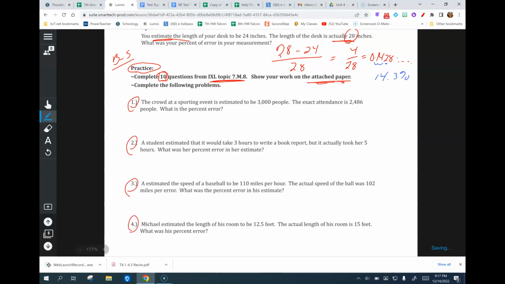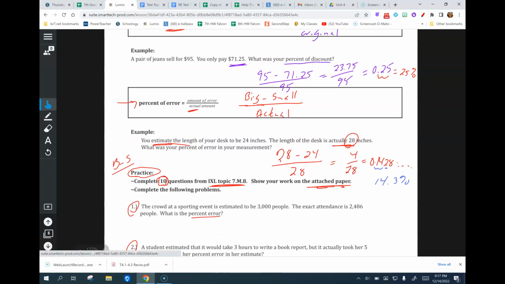So the first one, the crowd at a sporting event has estimated the exact attendance is this. What is the percent error? Okay, percent error. So that means what you're using is these problems right up here. I'm going to take big minus small, divide it by the actual. It has to be actual, so pay attention to that, okay, and do those problems. That is what you're doing for homework.